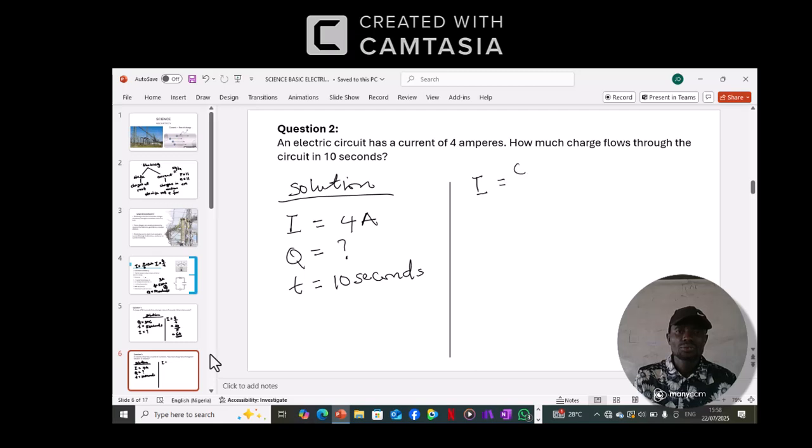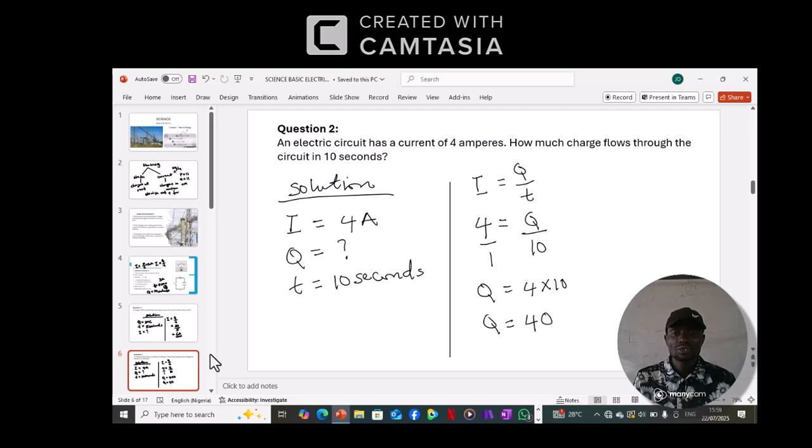I equals Q over T. And that will give us I. What is I? 4. Then Q, we don't know Q. That's what we are calculating. And T is 10. When you have it like this, you cross multiply. So Q equals 4 times 10. Q will now be 40.